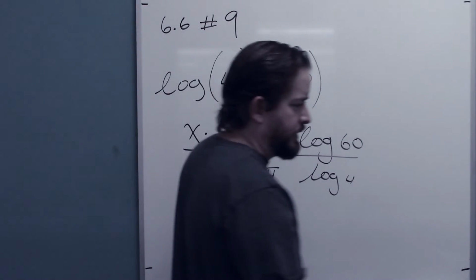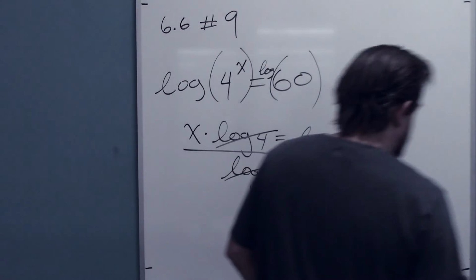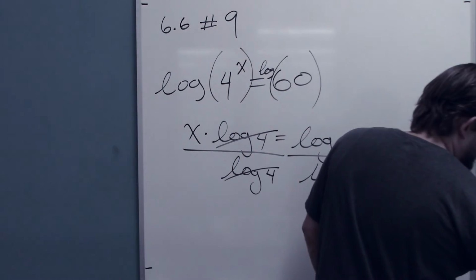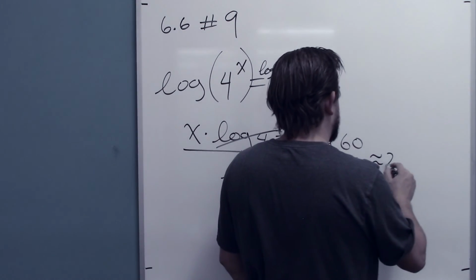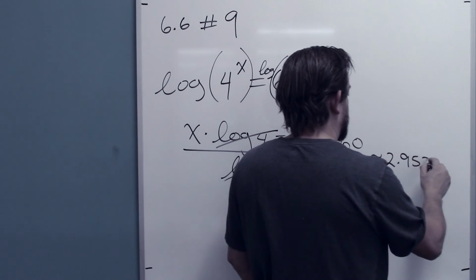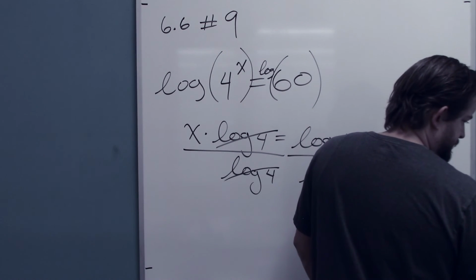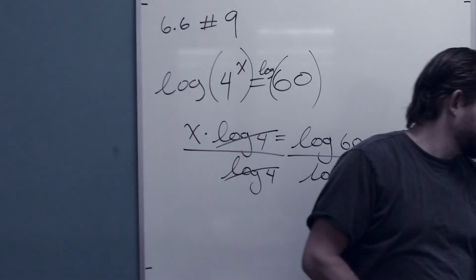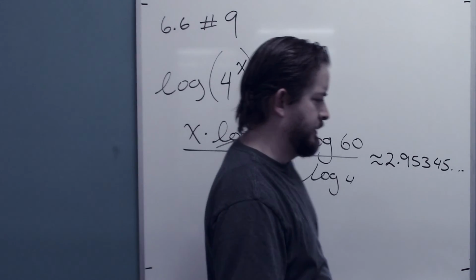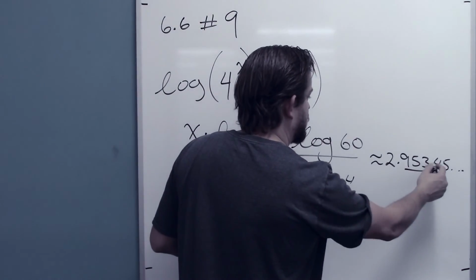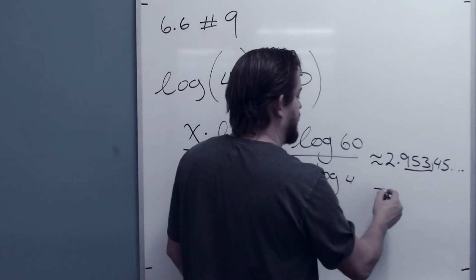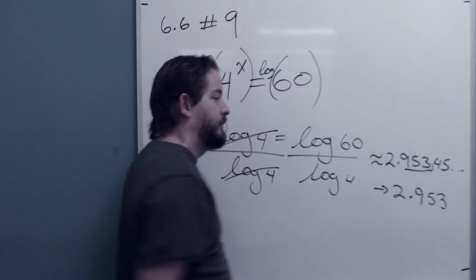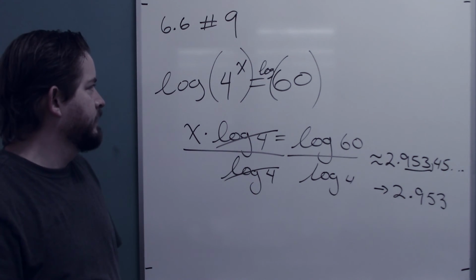And if I throw that into a calculator, I get something around 2.95345, and it goes on and on and on. In this problem, I think we're rounding to the nearest 3 decimal places, so 953. The next one's not large enough, so my answer would be 2.953, rounding appropriately.